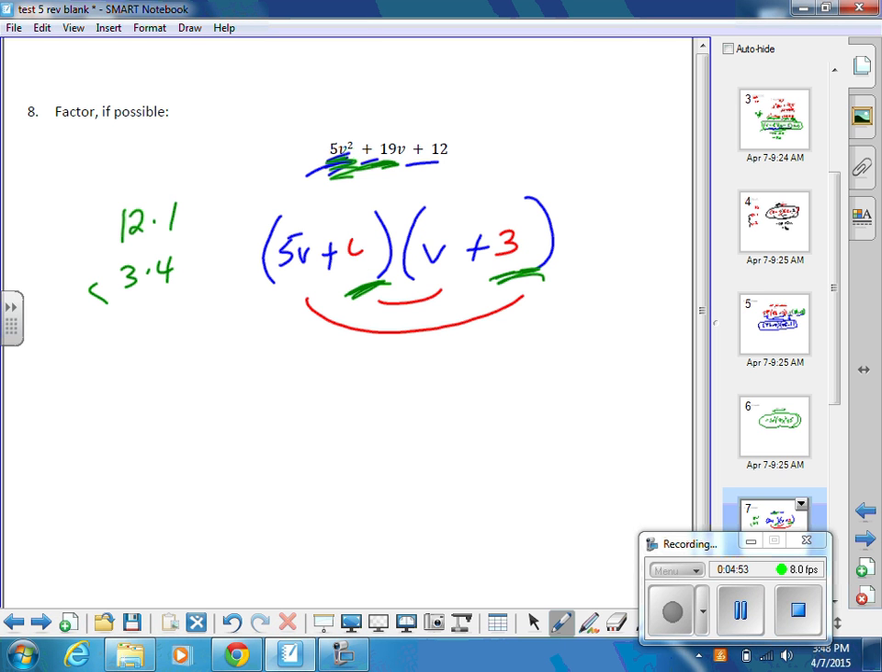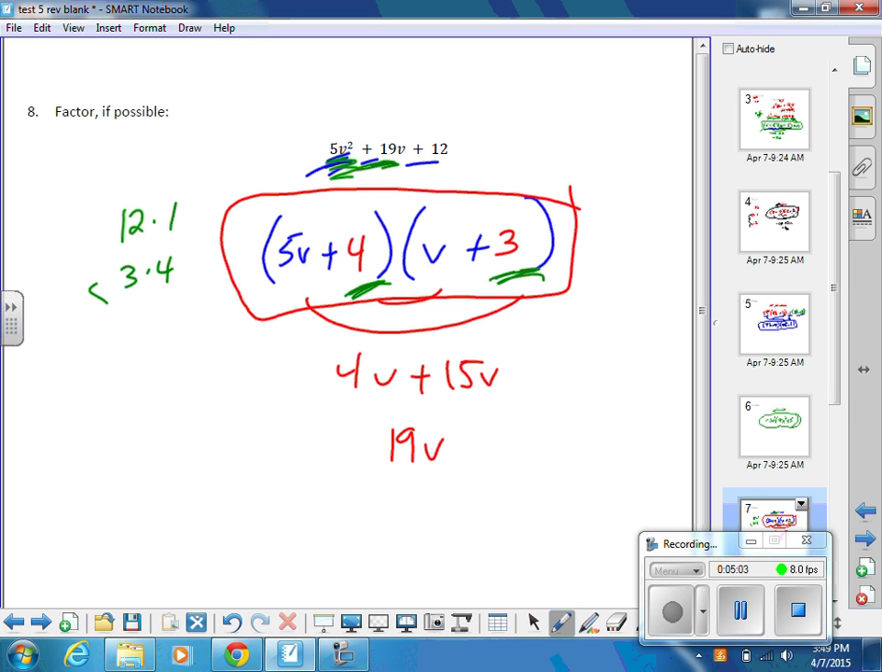4b plus 15b. That will give me 19b. So I found the answer in this one. That's my factored answer. Finished. So again, you see it's trial and error. If you really know your times table very well, you can pop this list out real quick, test them, cross them off as you go along, and get the answer that way, just like I did.